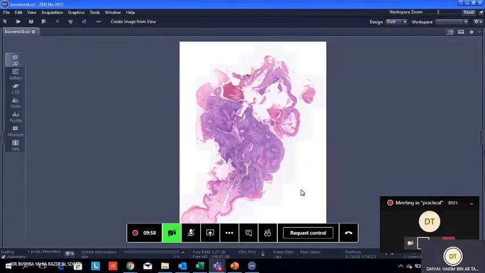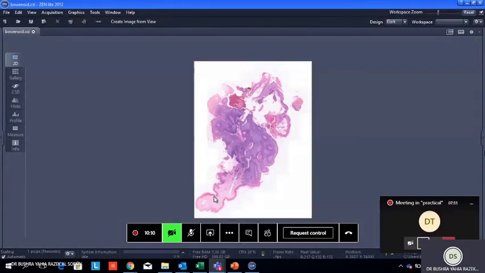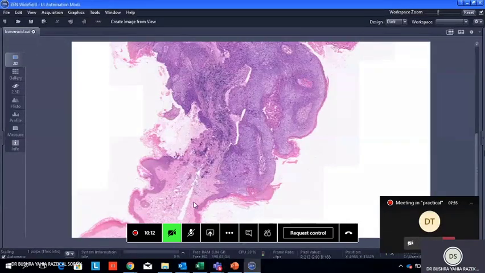This is the normal area. Can you see? And this is the abnormal area. Okay, we can magnify.